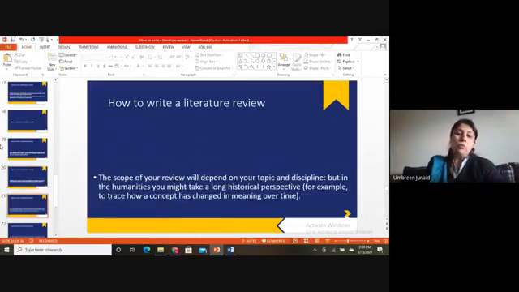The scope of your review will depend on your topic and discipline. But in the humanities, you might take a long historical perspective, for example, to trace how a concept has changed in meaning over time. Means the scope of your review will depend on your topic and discipline, yes, whatever your topic is, whatever the area of research that you're exploring, आपका review उसी पर depend करेगा. But in the humanities, जैसे कि आप लोगों की research है, sometimes इसका एक थोड़ा लंबा perspective भी हो सकता है. Means maybe in the 70s फैशन की किसी टर्म का बिल्कुल कोई और मीनिंग होता हो, 80s में वो बिल्कुल और मीनिंग चेंज हो गया, 90s में वो कुछ और मीनिंग हो गया.